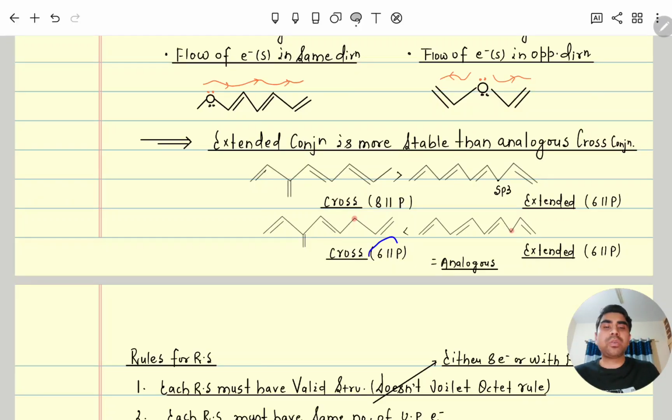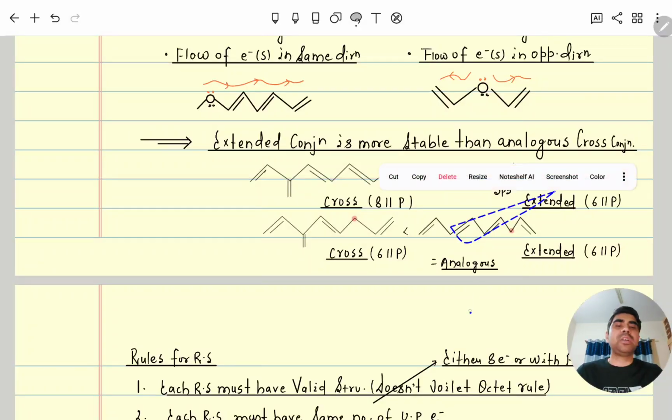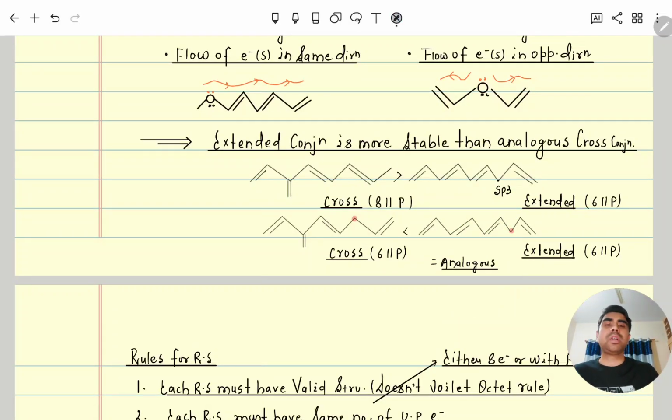But in analogous, here you can see 6 parallel p orbitals, here also 6 parallel p orbitals. So this is sp3, here sp3. Overall here double single double, and double single double, and here double single double single double, meaning 6 parallel p orbitals, 6 parallel p orbitals. So in analogous, the electron will always move a little bit more in extended as compared to cross. So extended is more stable than cross in analogous.